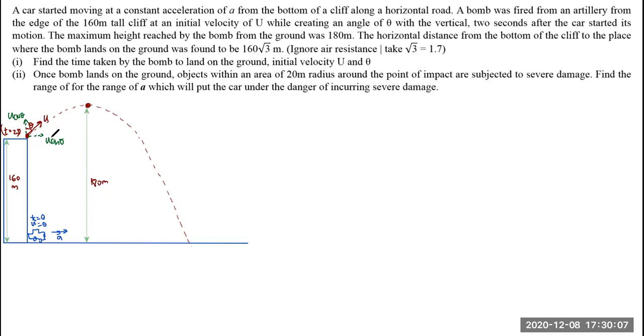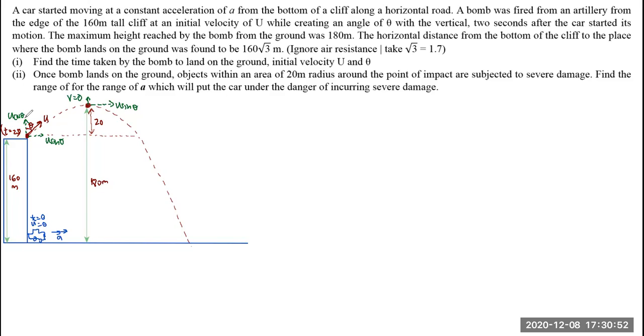What are the other things we can mark here? On this level, the height of the cliff is 160. The maximum height reached from the ground is 180. Therefore, this particular height should be 20 meters, which we will need later. And we know at the maximum height, the object will possess only the horizontal velocity component, which is going to be u sin theta, and the vertical component is 0. I hope you are clear with that.